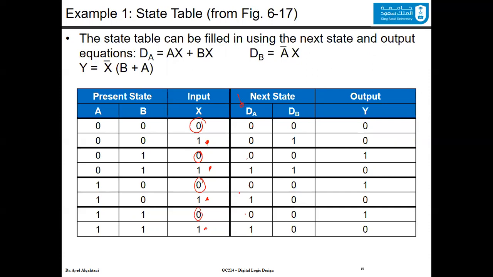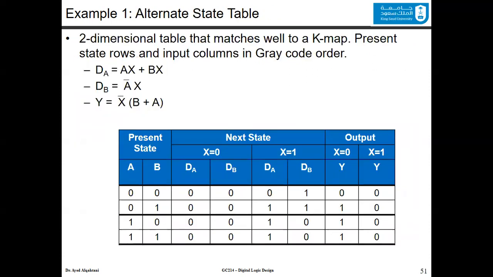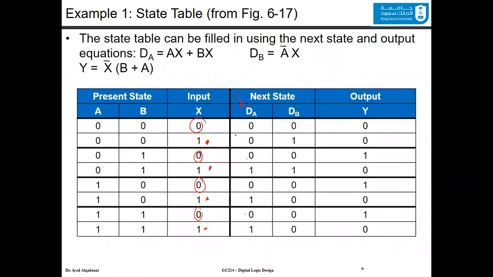So you go back here, and you find that when x is 0, it would be 0, 0, 0, and 0. Similarly, for the other cases, you will find that when x is 1, dA would be 0, 1, 1, and 1. This matches what we have here. When it is 1, you have 0, 1, 1, and 1.